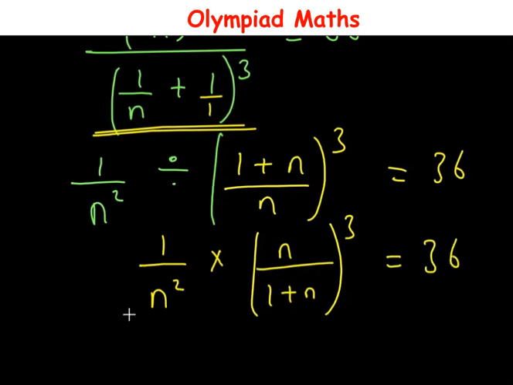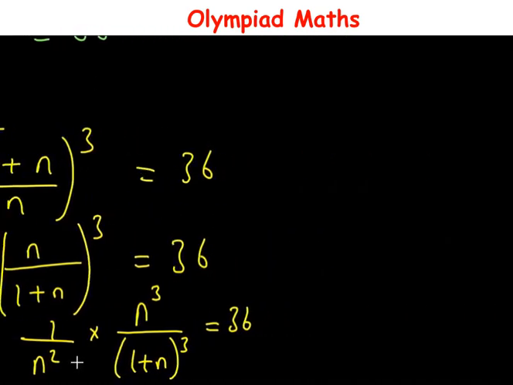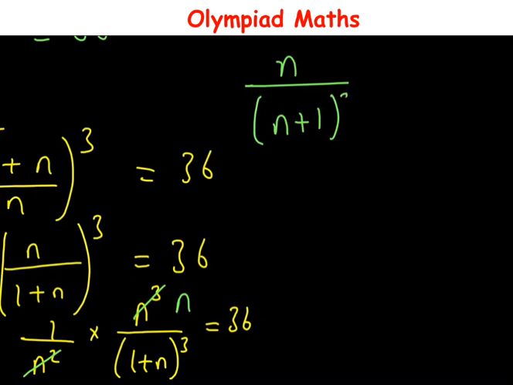From here, we have 1 over n^2 times, let us open this bracket, n^3 over (1 + n)^3, equals 36. So with this, n^2 divided into n^3, we are left with n, so 1 times n is equal to n, divided by, let us rearrange this, 1 + n becomes n + 1, all raised to power 3, is equal to 36.